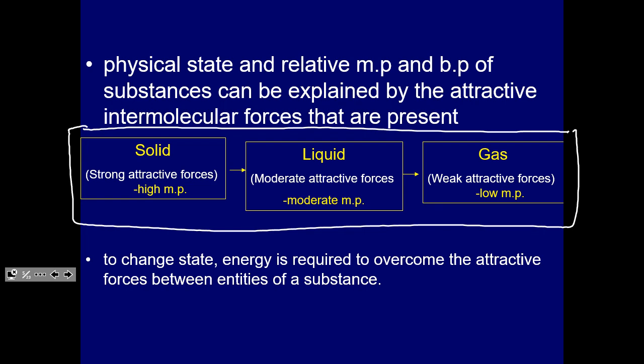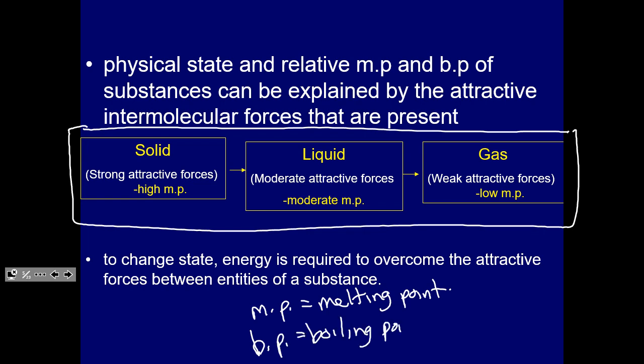What's that? A melting point and boiling point. So I don't have it defined there, but you can write it if you want. MP stands for melting point, and BP stands for boiling point. That temperature at which it melts or boils.